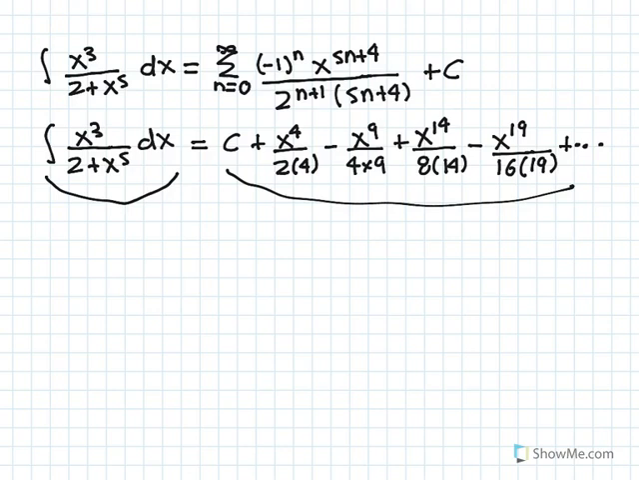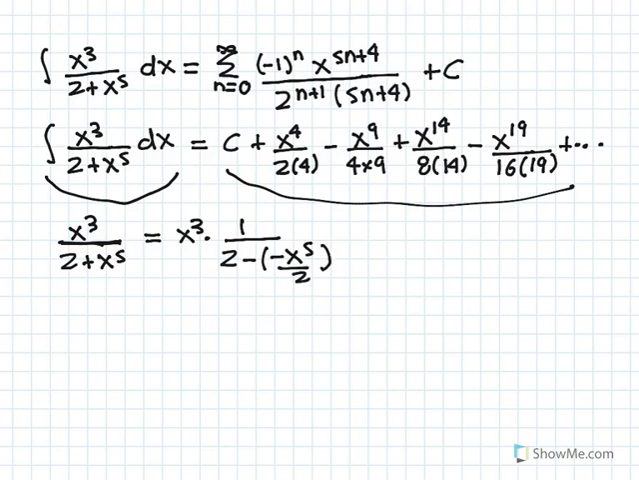Now, let's talk about the radius of convergence. We know the original integrand, x cubed divided by 2 plus x to the power of 5. This is equal to, we rewrote this as x cubed times 1 divided by 2 minus x to the power of 5 divided by 2. The reason for that is we wanted to write it as the sum of a geometric series so we can expand term by term and eventually integrate term by term.